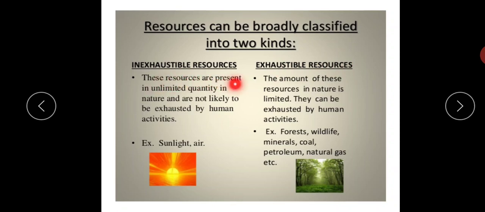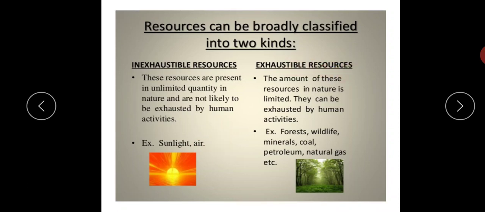Inexhaustible resources are present in unlimited quantity in nature and are not likely to be exhausted by human activities. Whatever human activities may be done, these resources will not be harmed or affected. So we term them inexhaustible resources. Examples are sunlight and air.